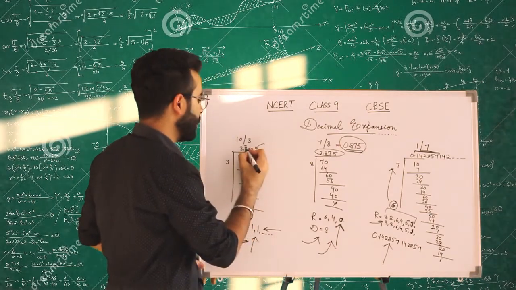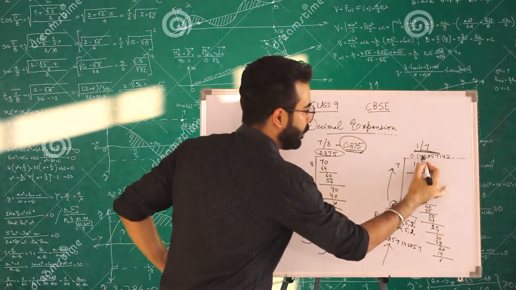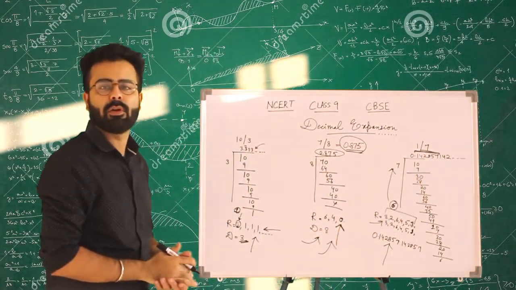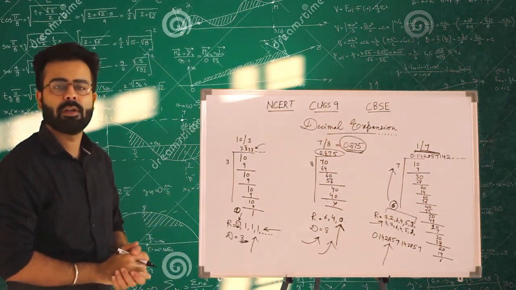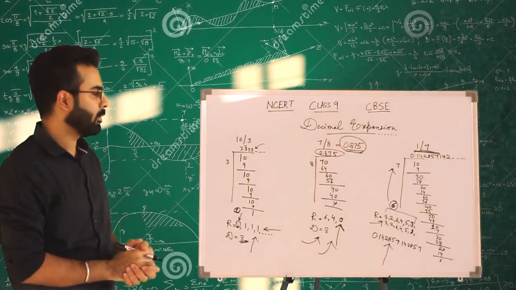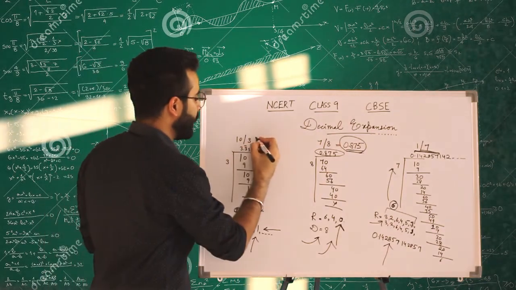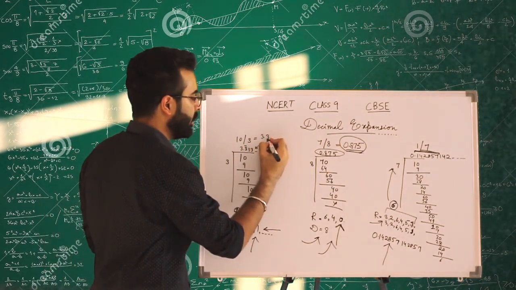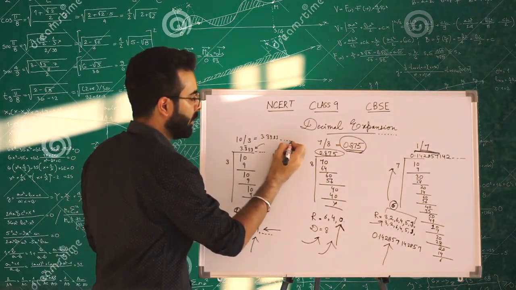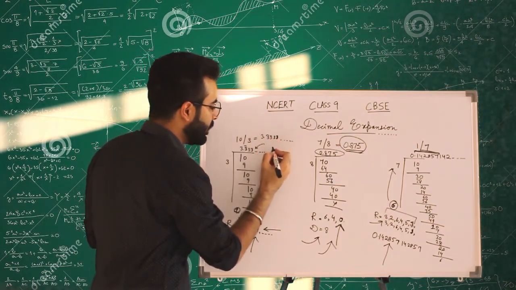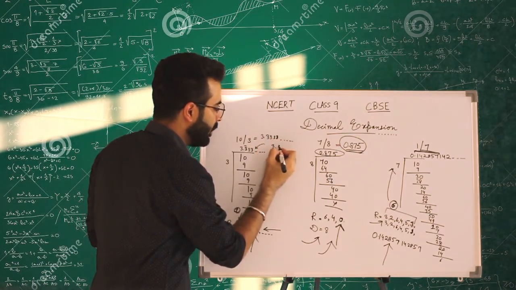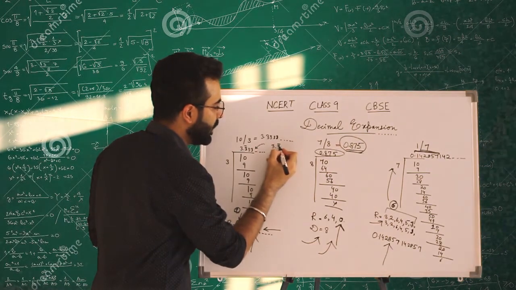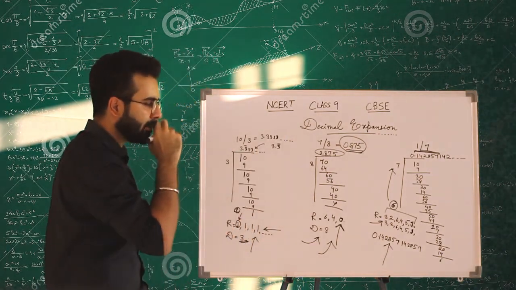Here 3 is the repeating block. Here 1, 4, 2, 8, 5, 7 is the repeating block. Now this expansion is called non-terminating and recurring. So how will you write 10 by 3? 10 by 3 will be 3.3333 and infinite. Here because 3 is repeating, I'll write this as 3.3 bar. So this bar means that 3 will repeat infinitely.